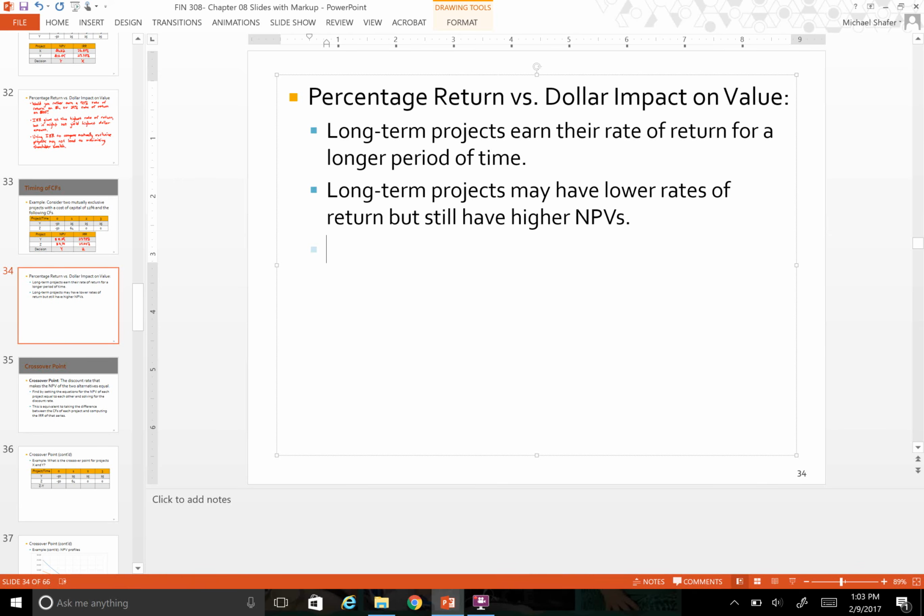And at this point, again, we see an example of where choosing a project with the higher rate of return may not maximize shareholder value.